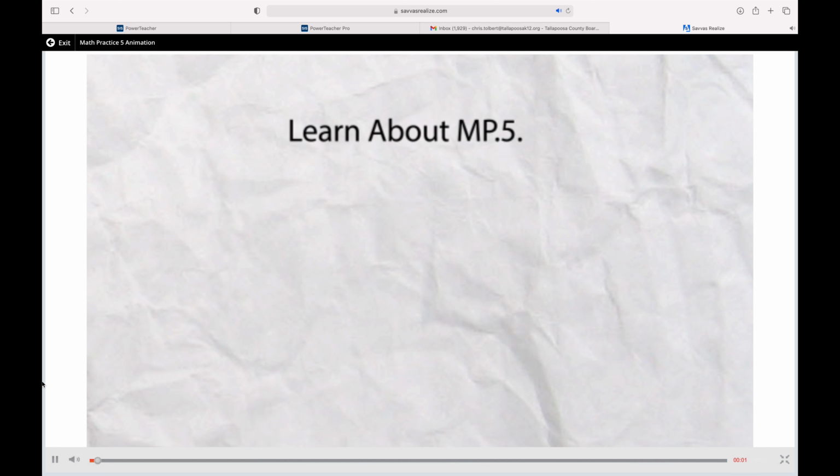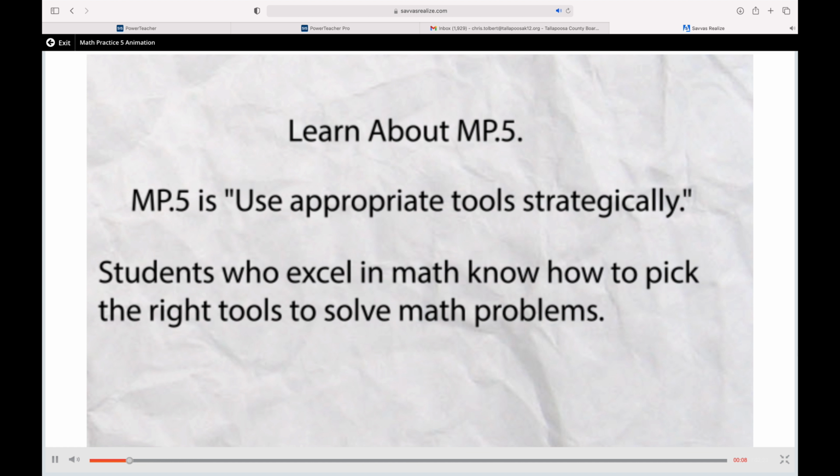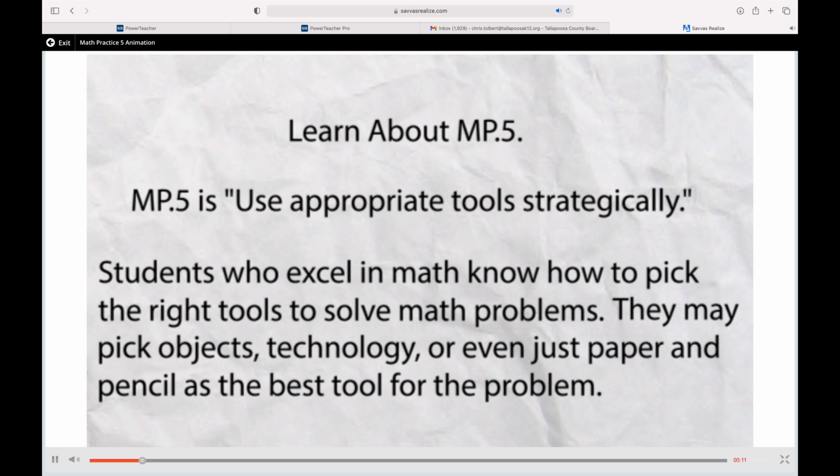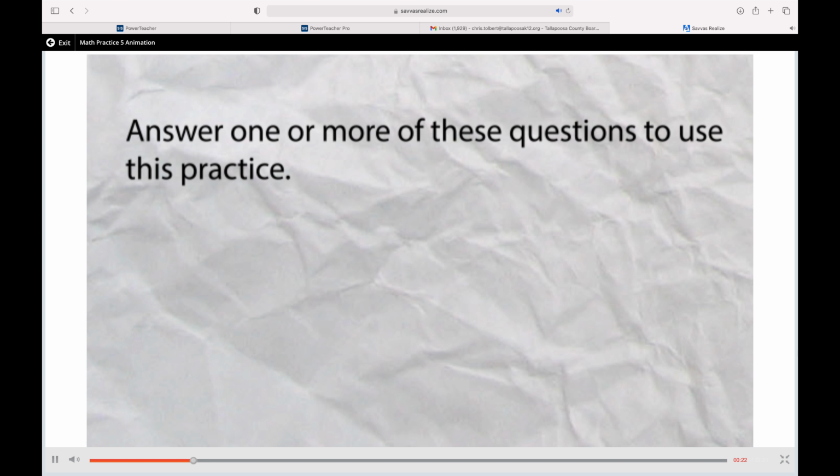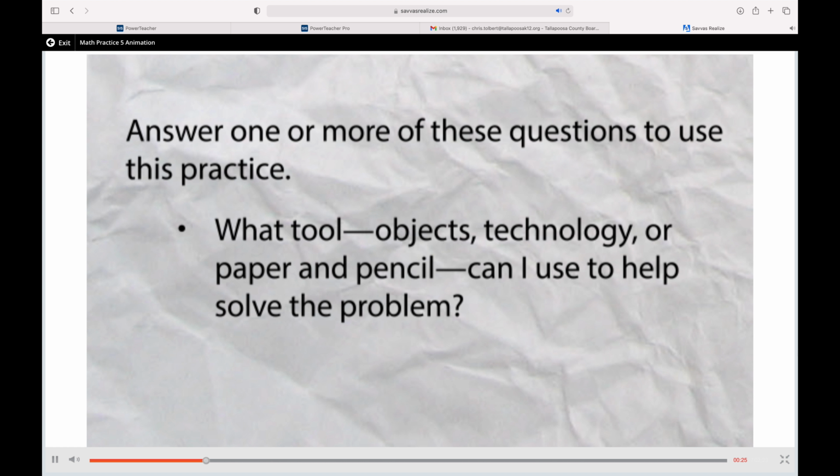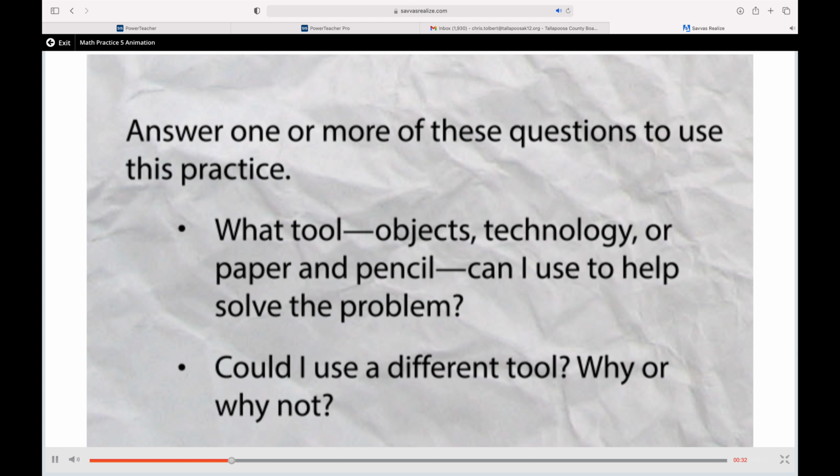Math practice 5. Use appropriate tools strategically. Students who excel in math know how to pick the right tools to solve math problems. They may pick objects, technology, or even just paper and pencil as the best tool for the problem. To use MP5, answer one or more of these questions. What tool, objects, technology, or paper and pencil can I use to help solve the problem? Could I use a different tool? Why or why not?